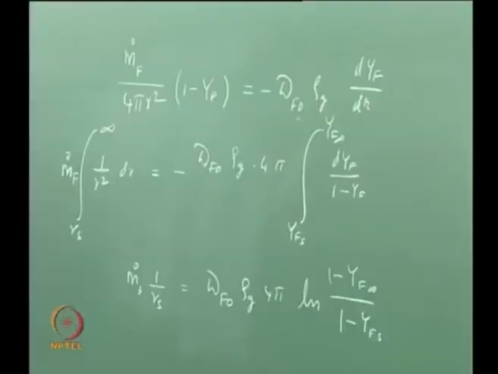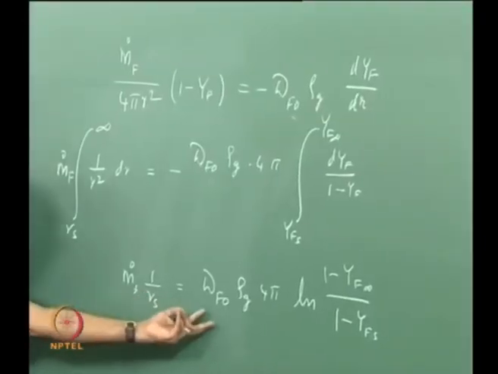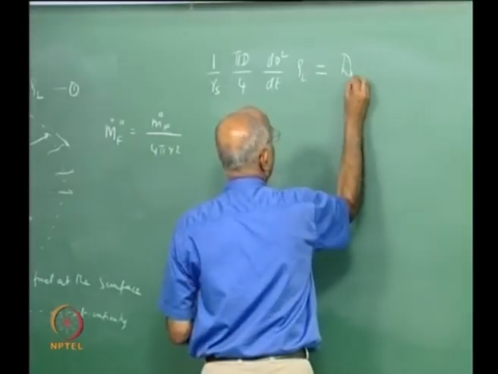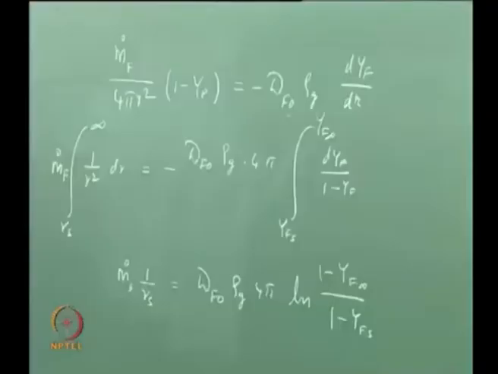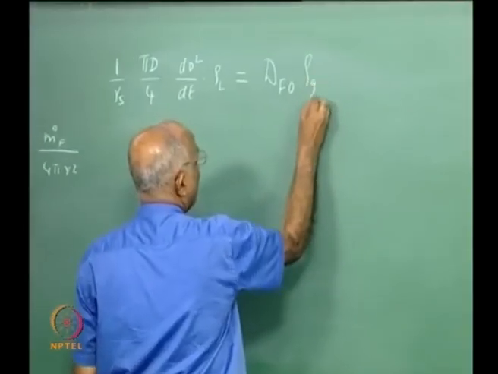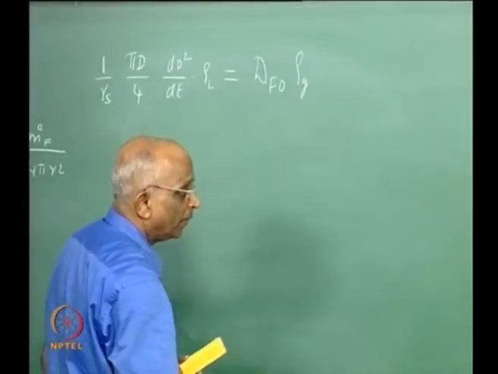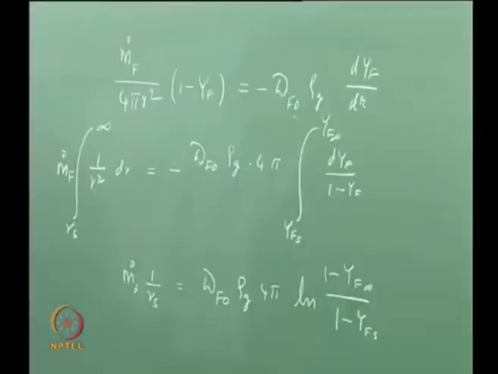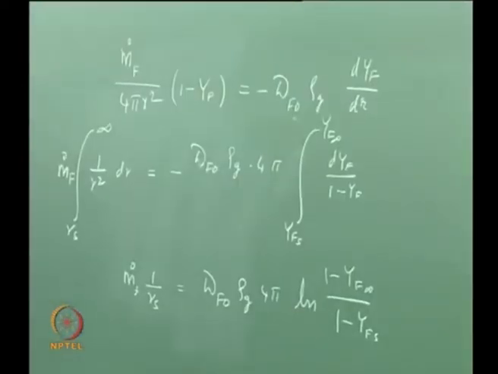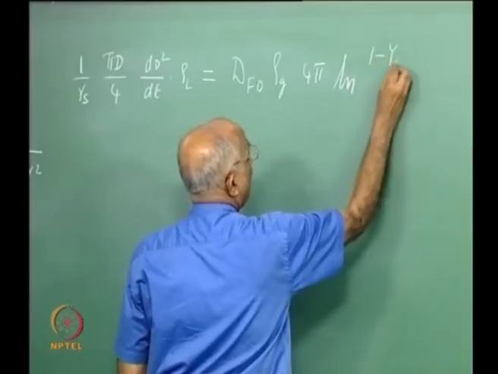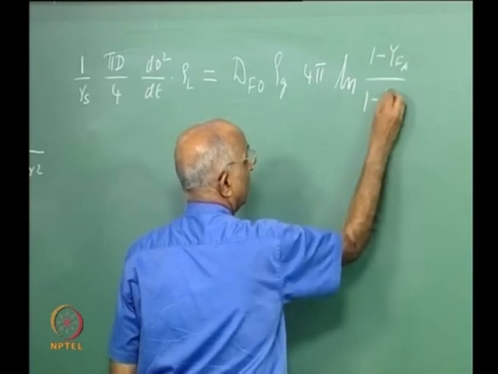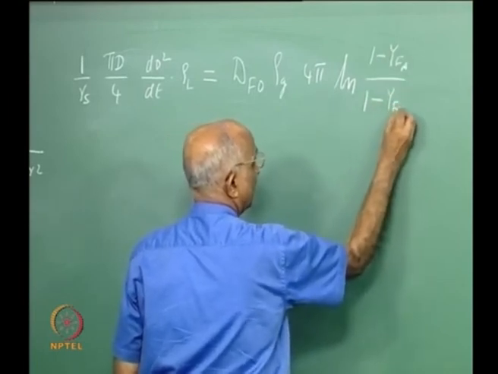is equal to, I have whatever I have written on the right hand side, diffusion coefficient of the fuel in the oxidizer into the density of the gas at that particular point into 4 pi into, what is it I get? Ln of 1 minus yf at far away, the mass fraction, divided by the mass fraction at the surface.